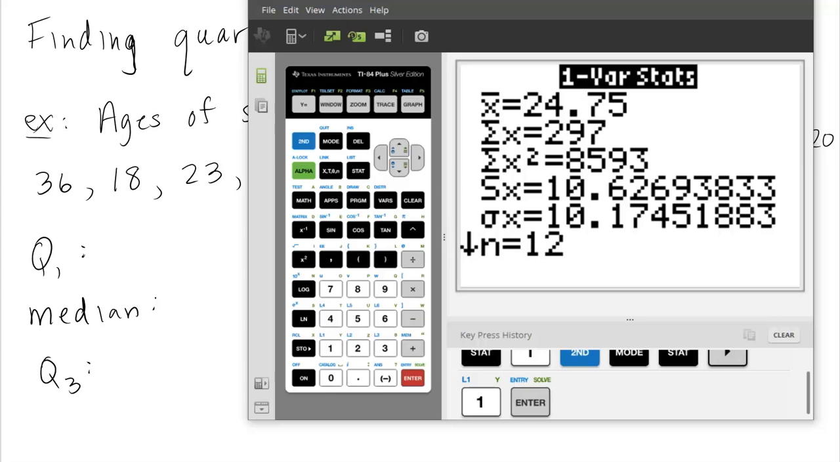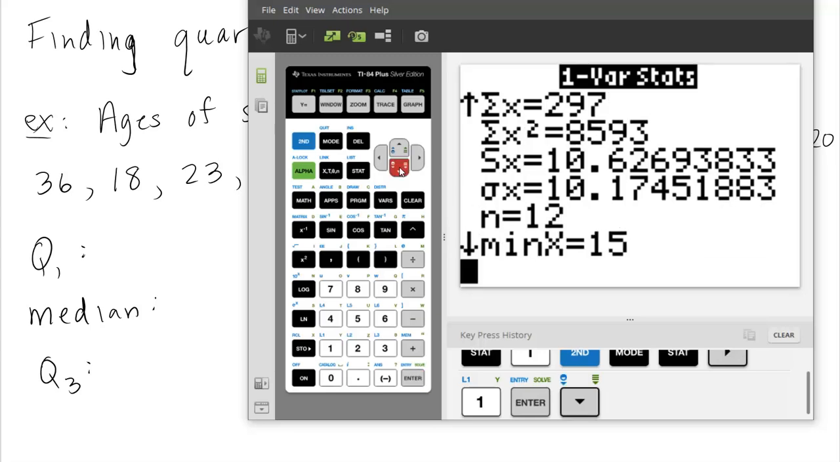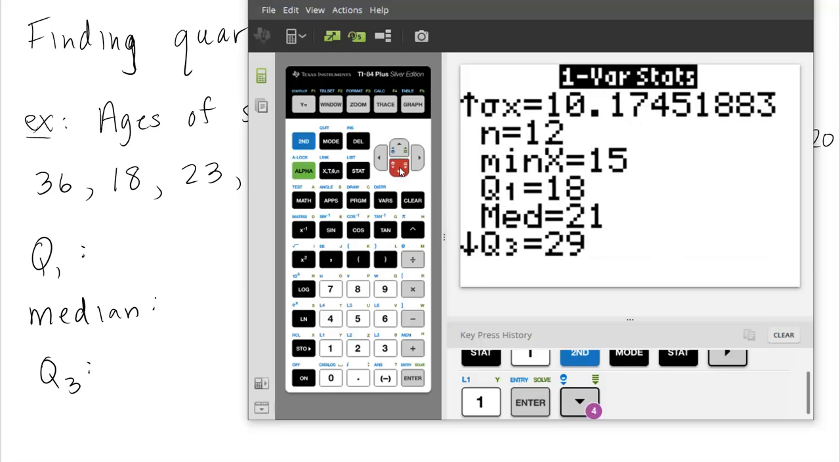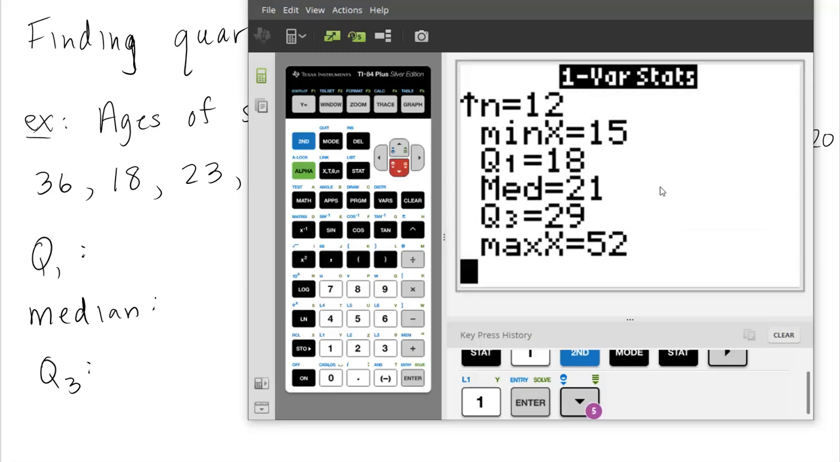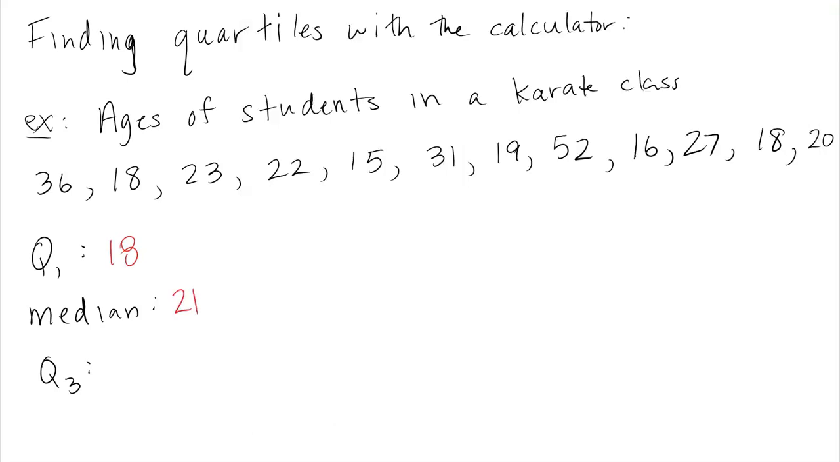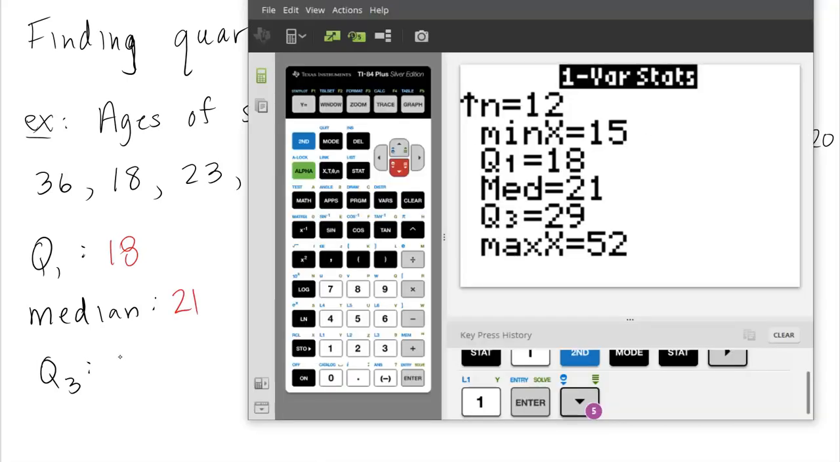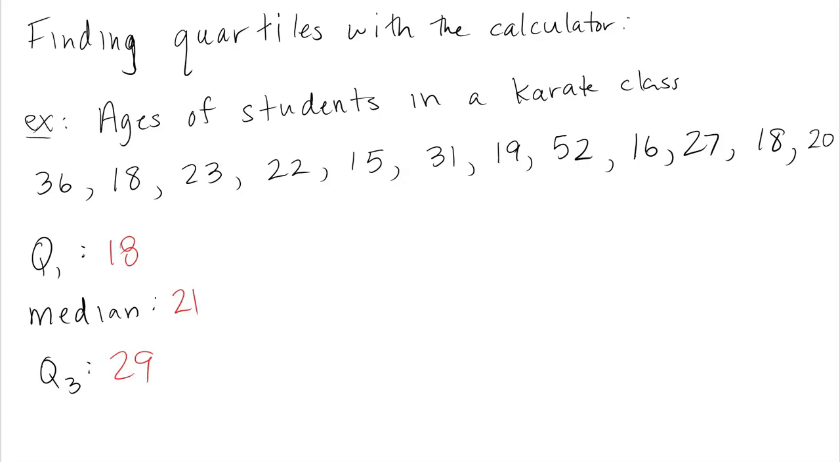Note the arrow here, though, indicating that there's more information. So all of us can now scroll down to the bottom. You can do as many as 5 clicks, and you'll see some more information. In particular, I see the first quartile is 18. I see the median is 21. And I see the third quartile is 29.